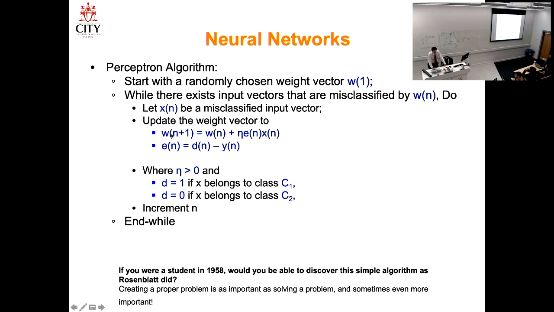What I do is w at iteration n plus 1 equals w at iteration n, the previous weights that I had, plus a learning factor, eta here. You can define this. They usually start with a bigger number, and through learning they decrease it. Then you have the error function, en, where e is the desired output minus the produced output. And then you have xn, which was your misclassified input.